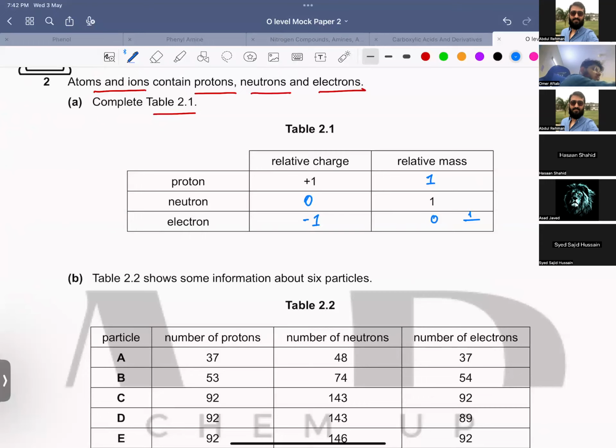Yes, you can write 1/1840 as well. Both are considered as correct. Okay, fine. Okay.